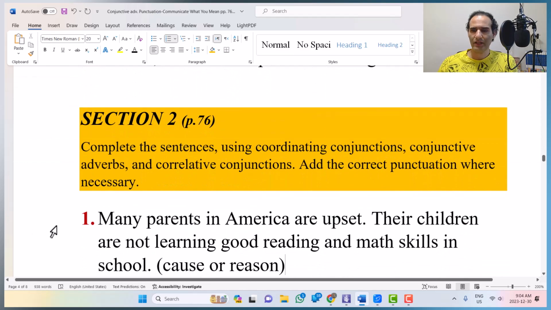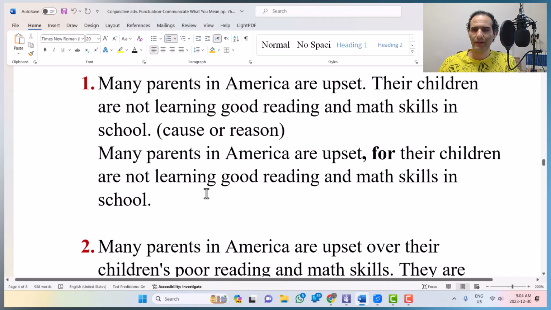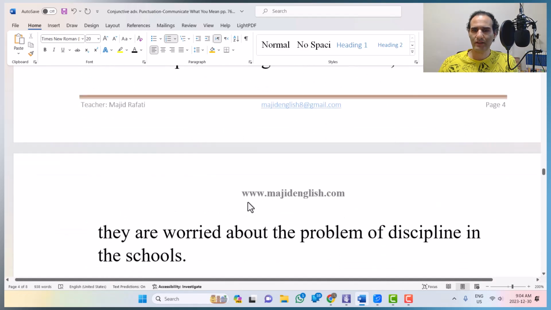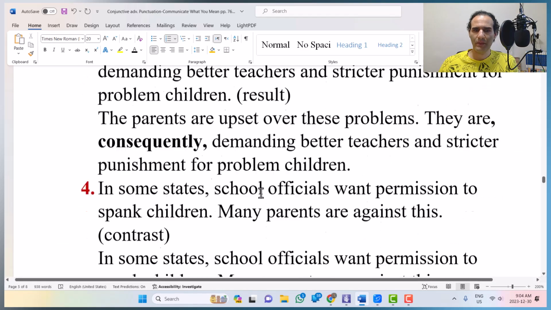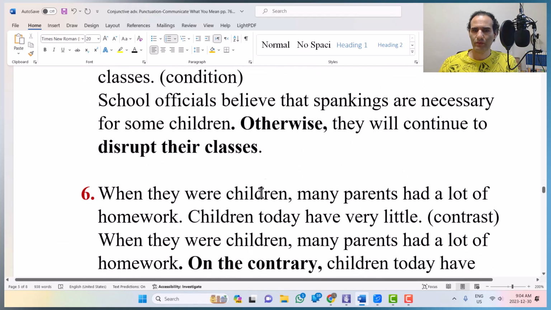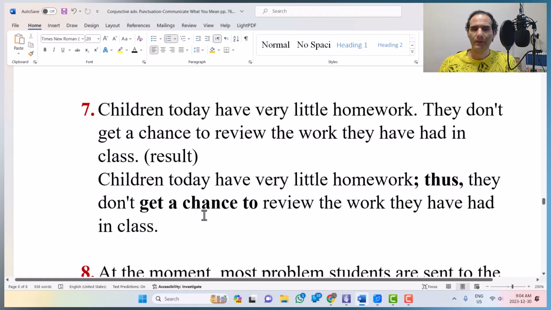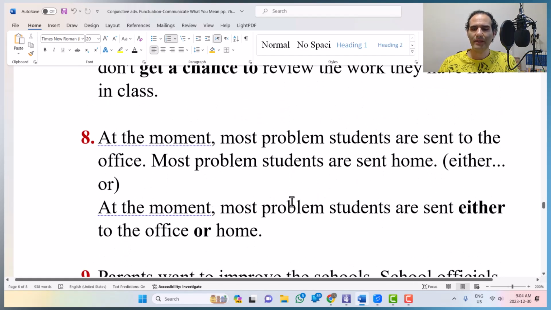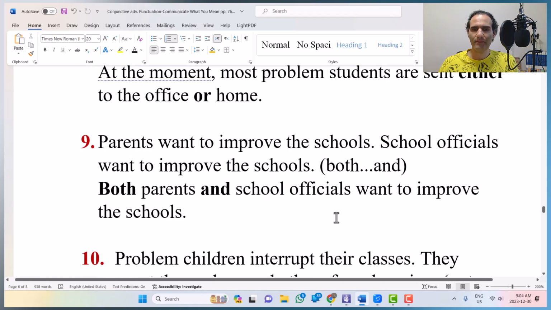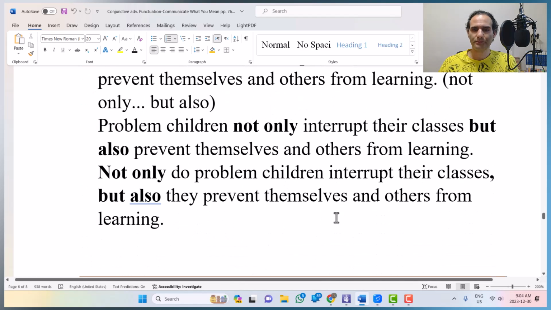In section 2 also we had these sentences connected. I just want to see if there was any interesting highlighted word. Disrupt a class. This is beautiful. You may transfer it into your vocabulary notebook. Get a chance to do something. Have a chance to do something. That was important and beautiful.